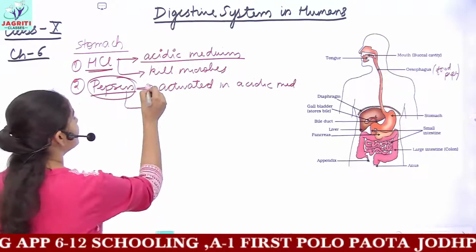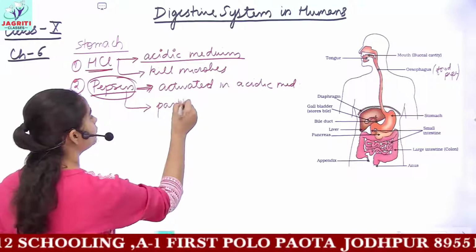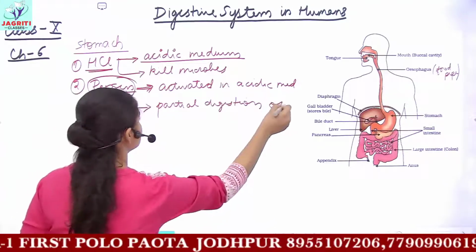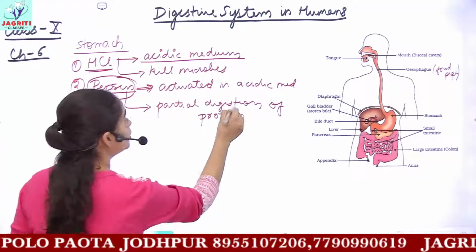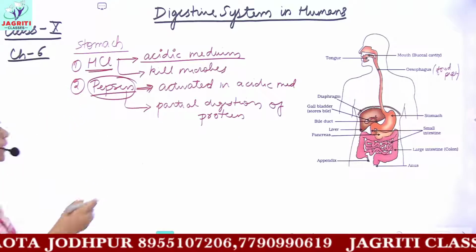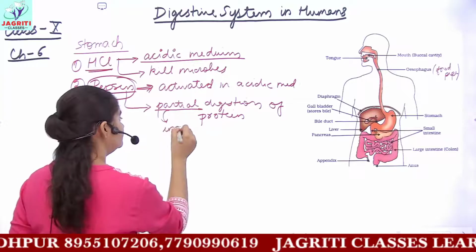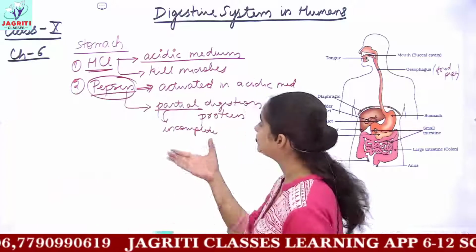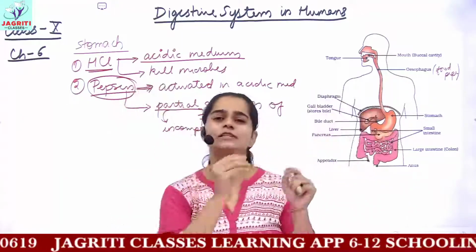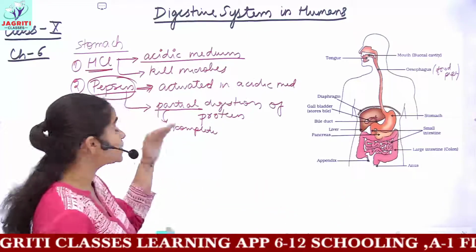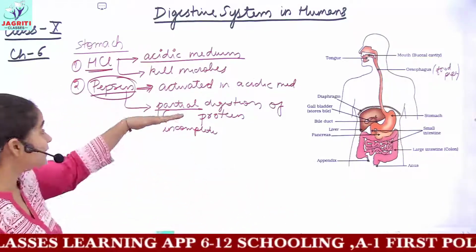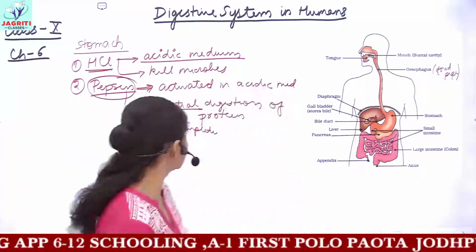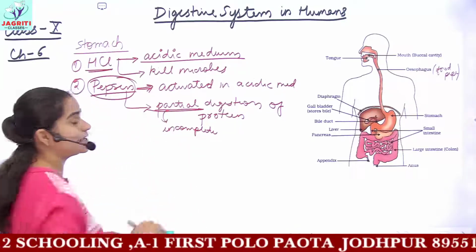And the next point, this pepsin helps in partial digestion of protein. It works on protein and digests protein to a limited extent. So this was the role of pepsin. Partial here means incomplete digestion. That is, all the proteins which are present in your food are incompletely digested by pepsin into some smaller or simpler forms. And then next, when we deal with the small intestine, we'll see that these proteins are completely digested by other enzymes and other digestive juices. So in the stomach you have partial digestion of protein.